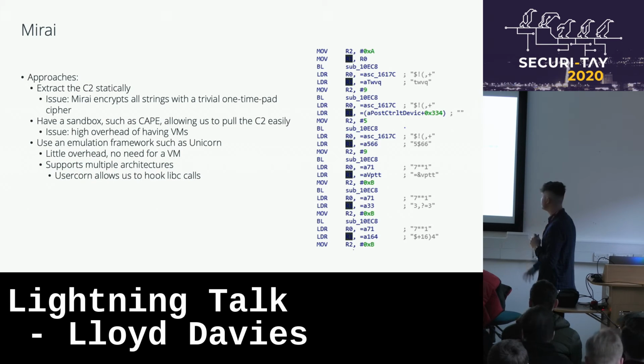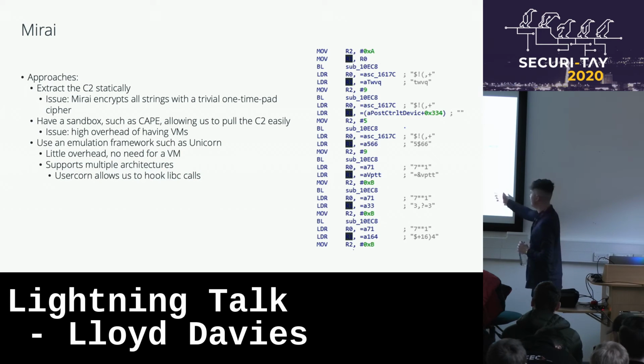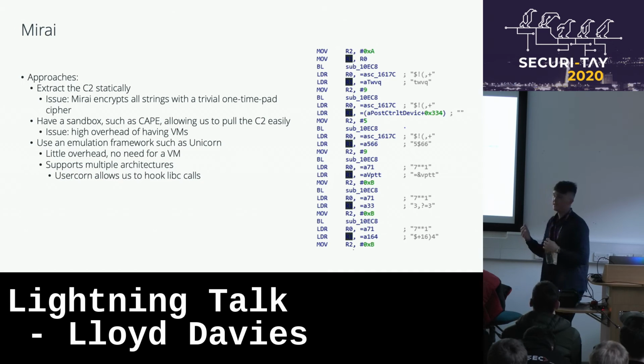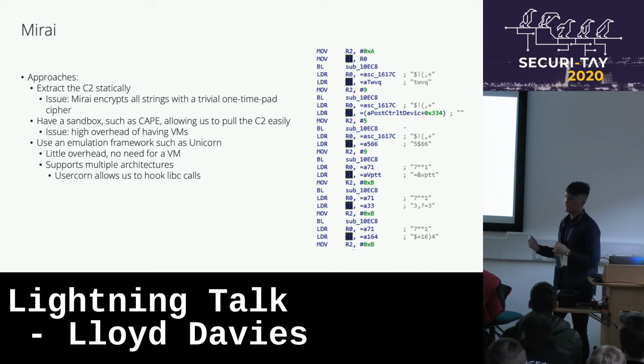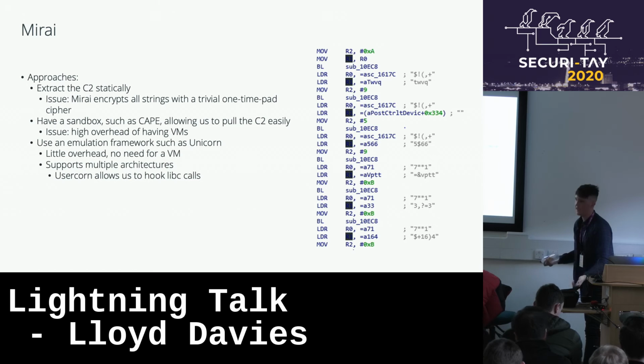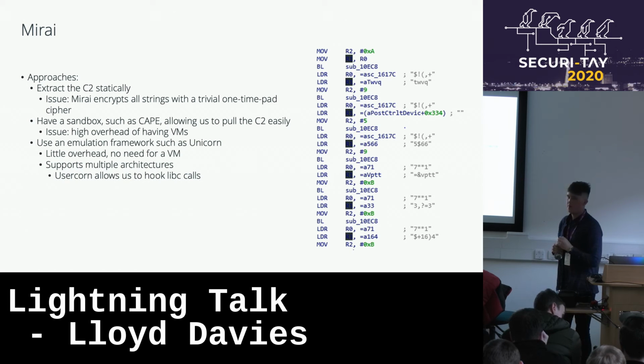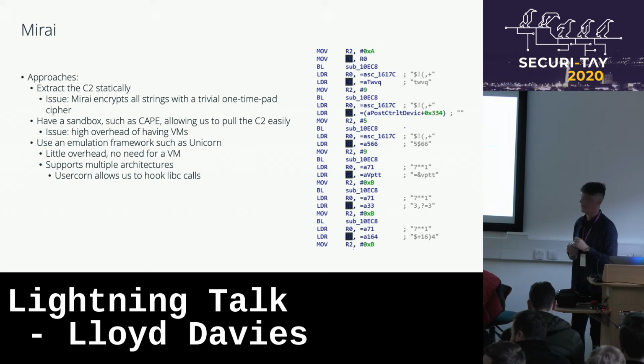Yeah, so the approach of Mario was to extract the C2. Well, one approach was to extract the C2 manually, which was an issue because obviously Mario encrypts strings. For example, this subroutine here is one of the decryption routines, and these are all the strings here which are to be decrypted. And as I said, Mario is open source, so they can change the XOR keys. They can change anything in the code. Or we could have a sandbox, for example, we could submit it to Hybrid Analysis or Firestorm, and host that locally. But the issue with that is it's a high overhead.